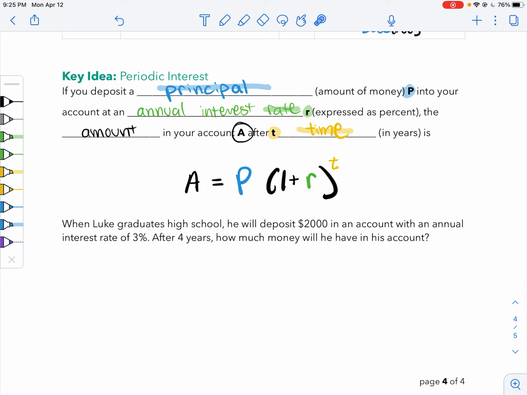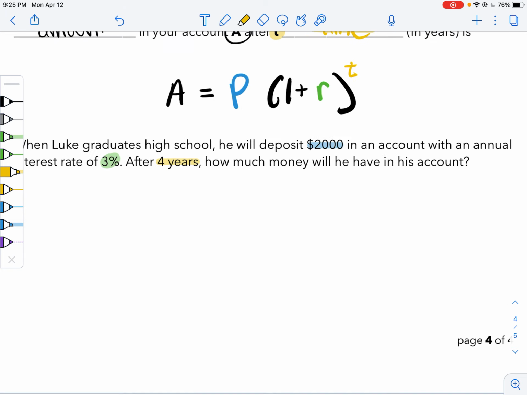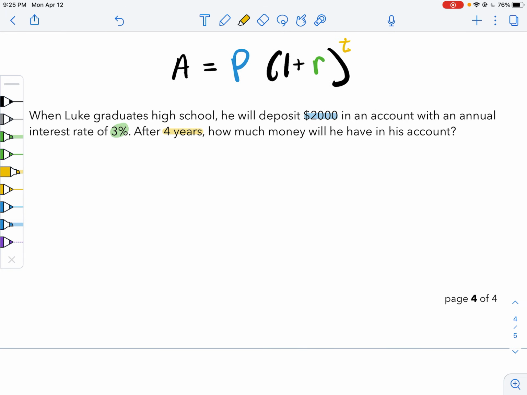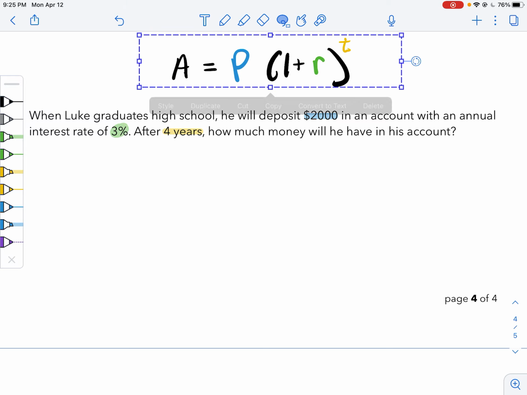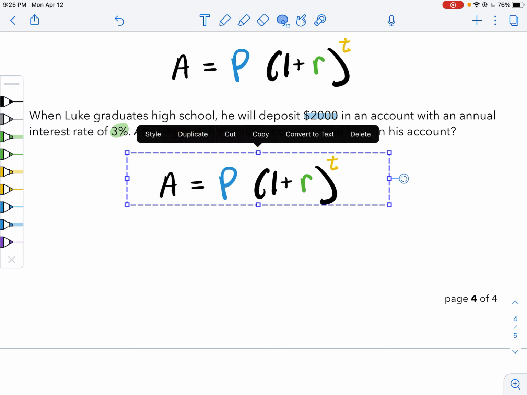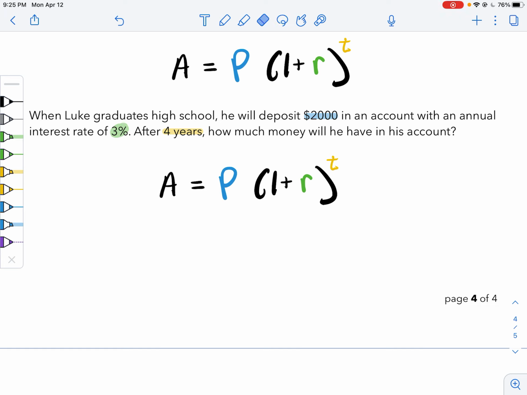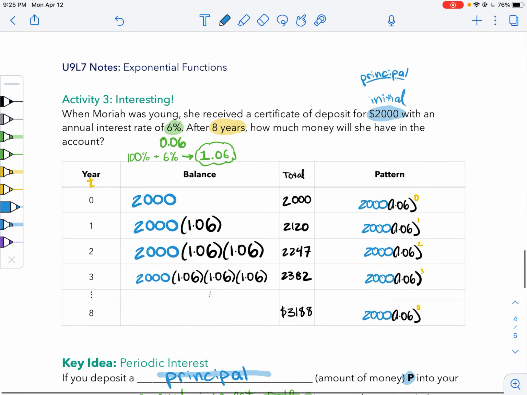Well, let's say when Luke graduates high school, he's going to deposit $2,000 in an account with an annual interest rate of 3%. After 4 years, let's say he goes to college for 4 years, how much money will he have in his account? He's just going to leave it there, leave it alone. Okay, let's use our formula. What is our principal? How much does he start with? He starts with $2,000. Oh, that's boring. That's what Mariah did. I should use a different number. Too late.